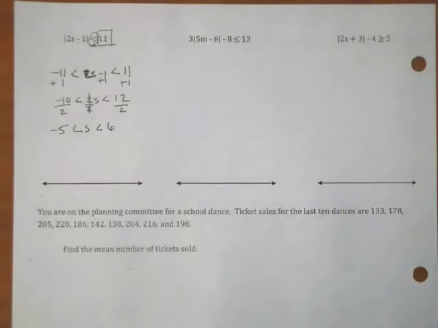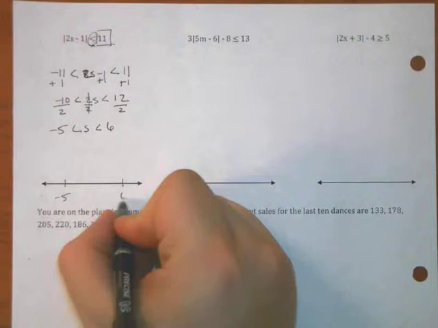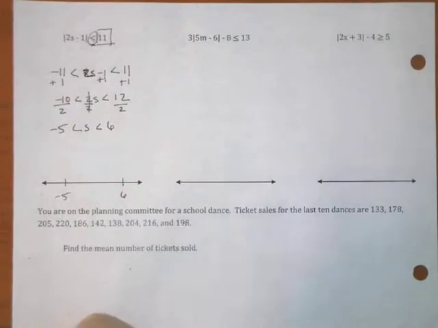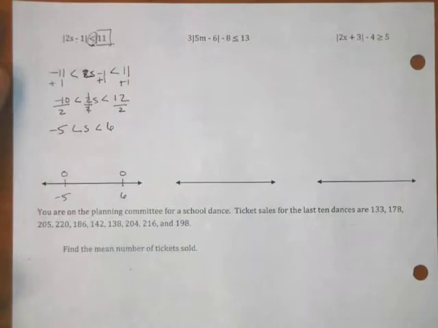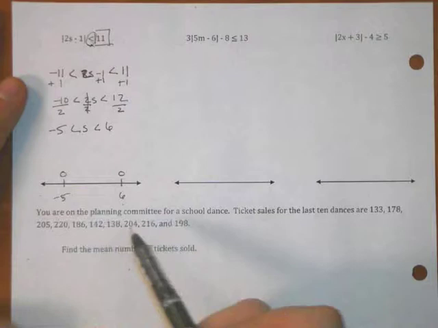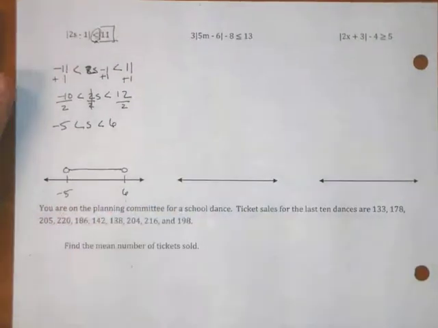So how do I graph or represent s is between negative 5 and 6? How about we put negative 5 and 6 on our number line? Open circles because they're not or equal to. And then where are the s's that are between negative 5 and 6? Inside them. Okay.